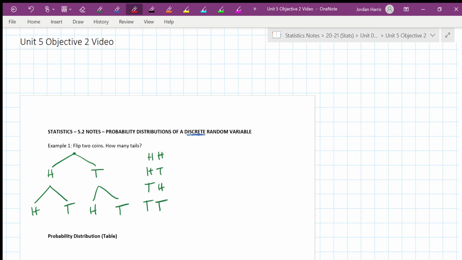Okay? So we have to actually answer the question, though. How many tails? So we have to look at the different random variables. Remember, they are numbers that represent whatever we're looking for. So if x is the number of tails, look at each outcome. So this one has 0 tails. Both of these have 1 tails, and this one has 2 tails. So the values of x that I could have are 0, 1, or 2 with coin flips, right?